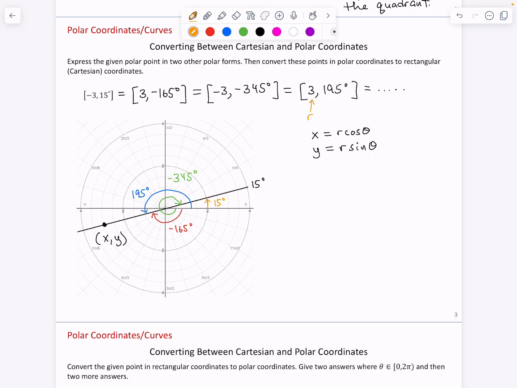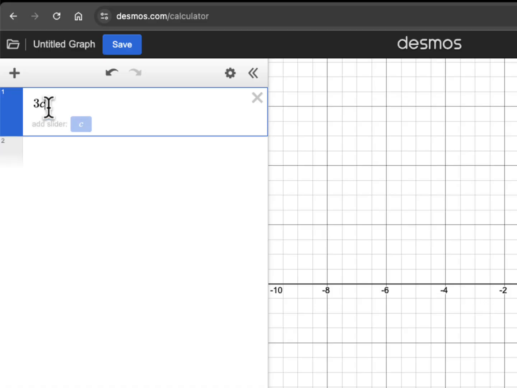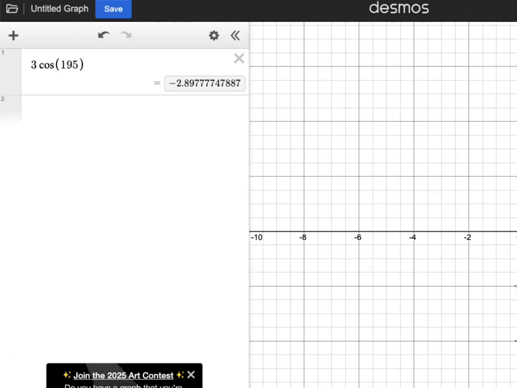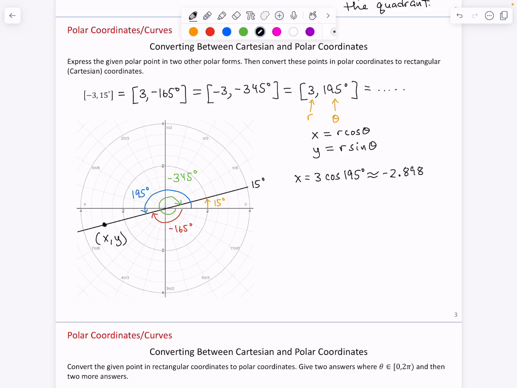So using 3 for r and 195 degrees for theta, we get that x is equal to 3 cosine of 195 degrees. Type that into Desmos. Make sure you are in degree mode. And we get a result of negative 2.898 with some rounding. And the y-coordinate will be 3 sine of 195 degrees, giving us about negative 0.776.